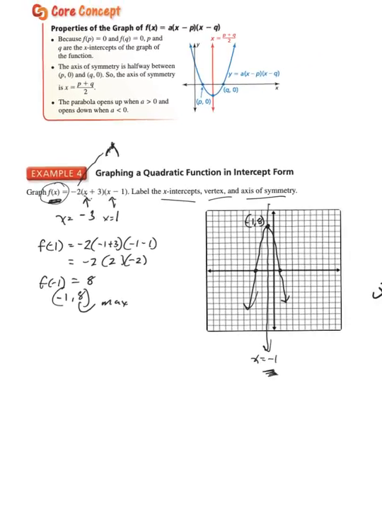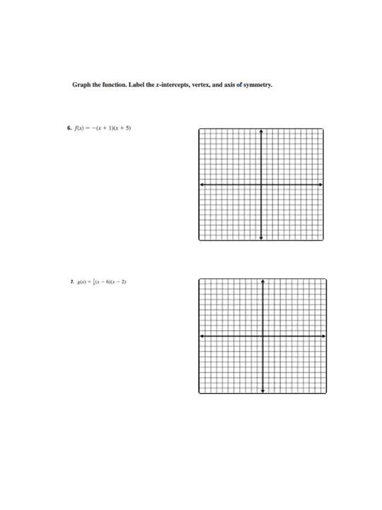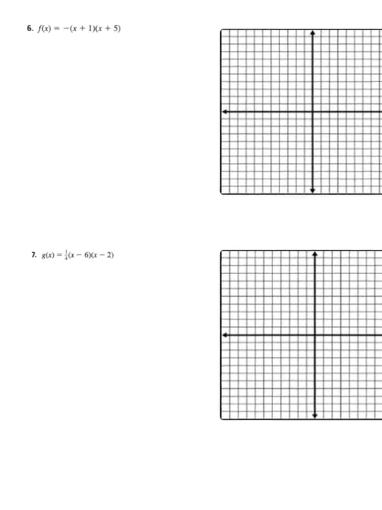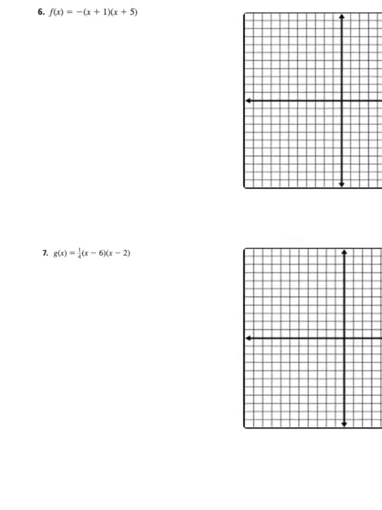So now what you have, a couple quick ones to graph. Let me help you with number 7, and then you can try number 6 on your own. Okay, so x-intercepts, people, let's take a look. Which values for x produce our zeros in the parentheses? Well, I'm going to say 6, and I'm going to say 2.